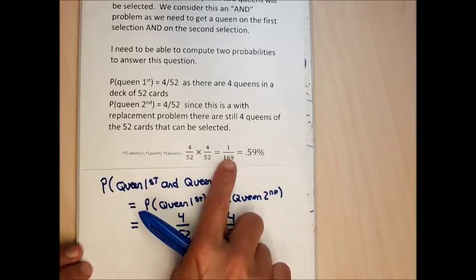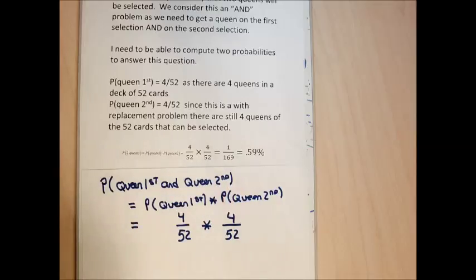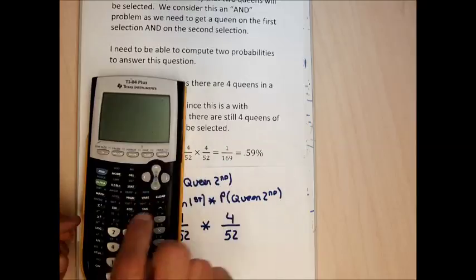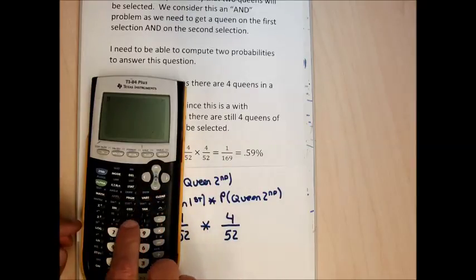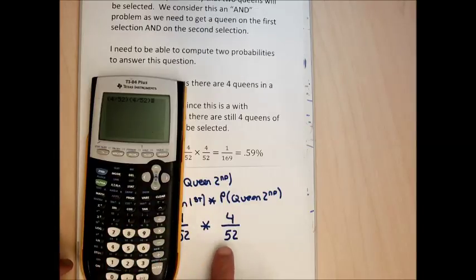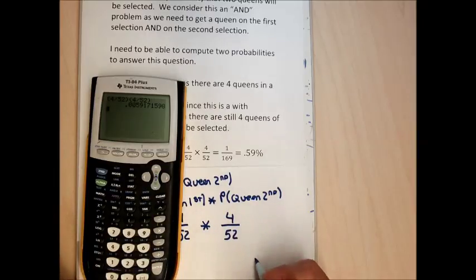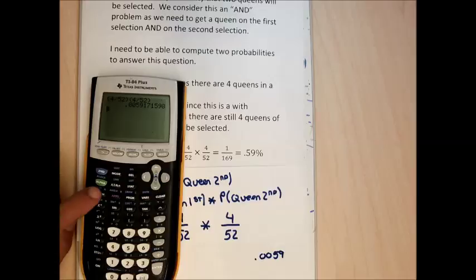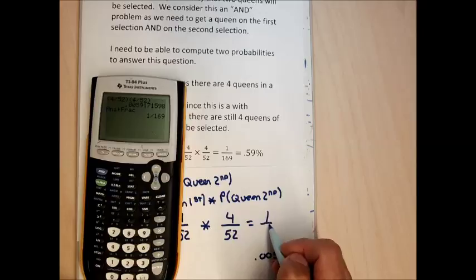And I wrote 1 over 169 here. Let me just do this on my calculator really quickly. On this calculator that I've been using all semester, I could go parentheses 4 divided by 52, and then parentheses 4 divided by 52. That's a way to show 4 over 52 times 4 over 52. When I hit enter, I get 0.0059, and for the most part we've been doing probabilities as fractions, so if I just hit the math button and enter twice, I'll get that number 1 over 169.